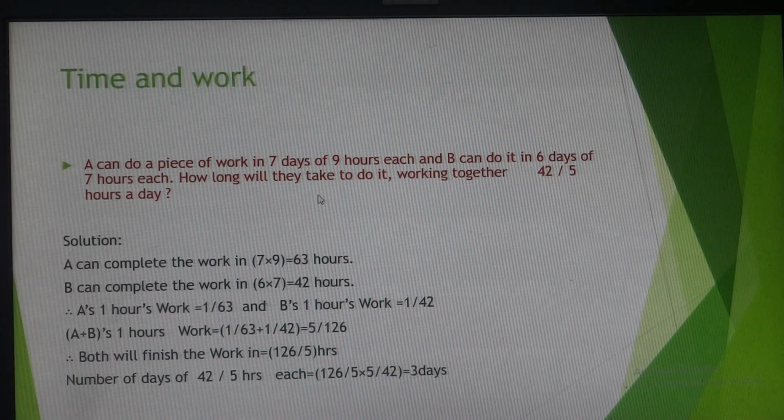Here days and time are mixed, so it's a different type of question. A can do a piece of work in 7 days of 9 hours each, and B can do it in 6 days of 7 hours each. How long will they take to do it together, working together 42 by 5 hours a day?